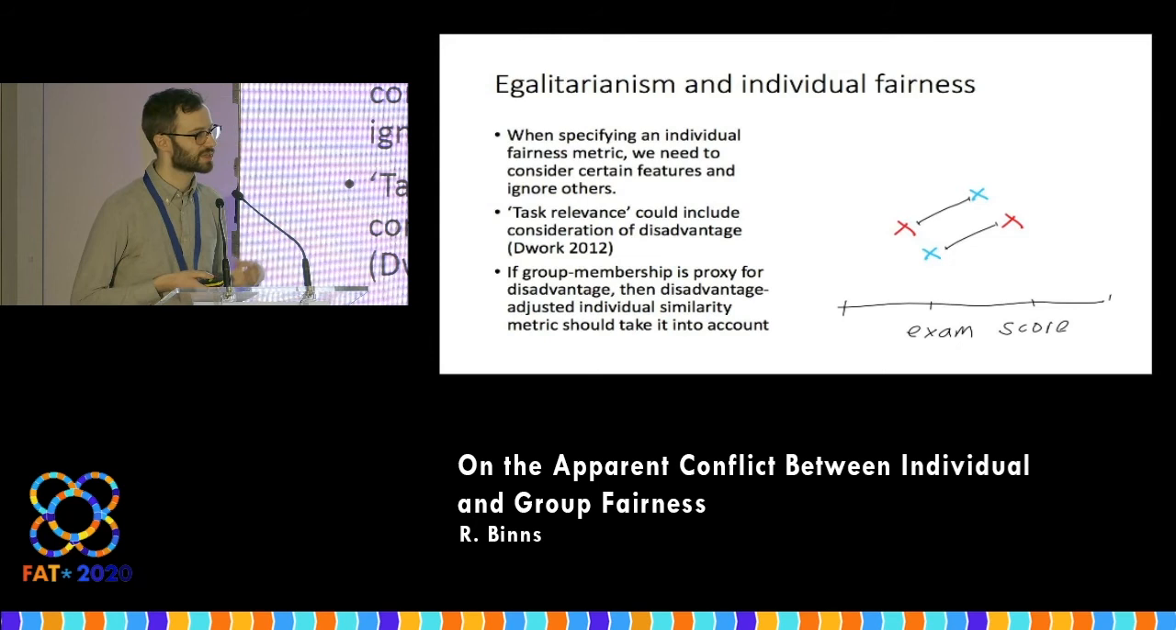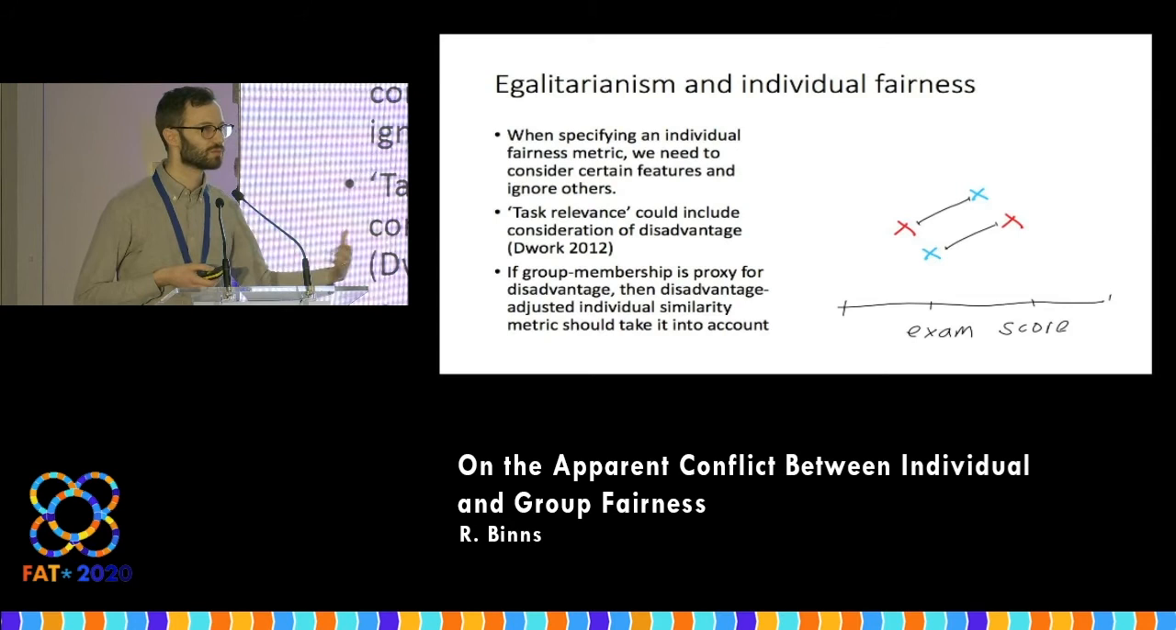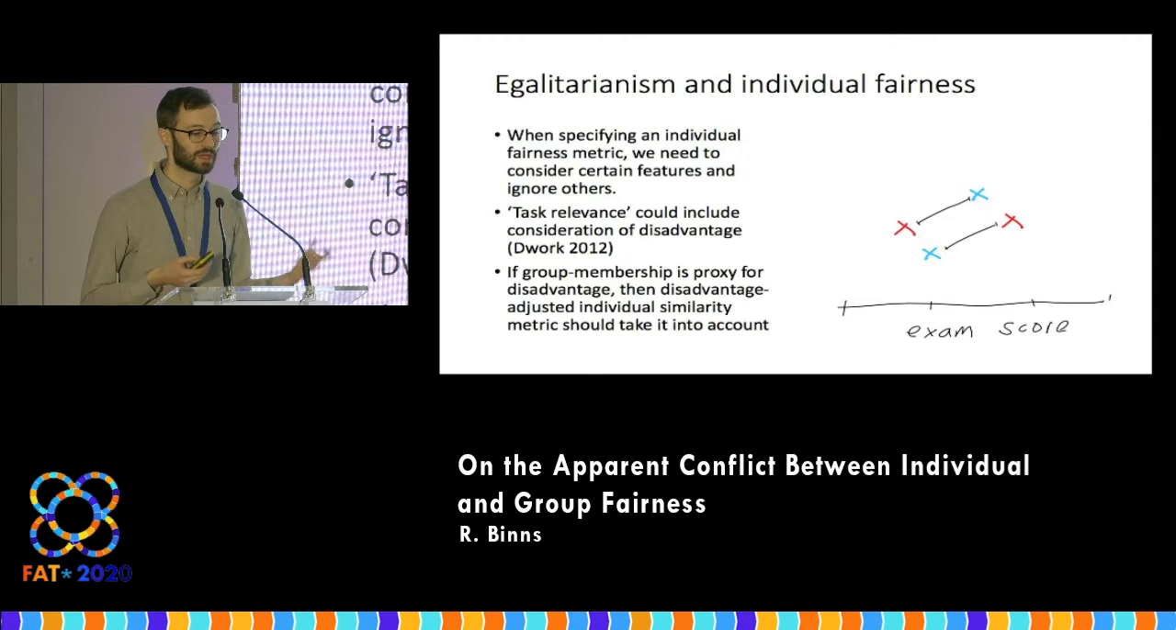They say, well, in college admissions, it's common for admissions tutors to weight the SAT scores of an applicant based on whether they came from a disadvantaged school. So my argument is, if we're going to allow appeals to what school you went to as a relevant consideration in the individual fairness metric, then why not also allow appeals to group membership, which is another kind of proxy for discrimination?